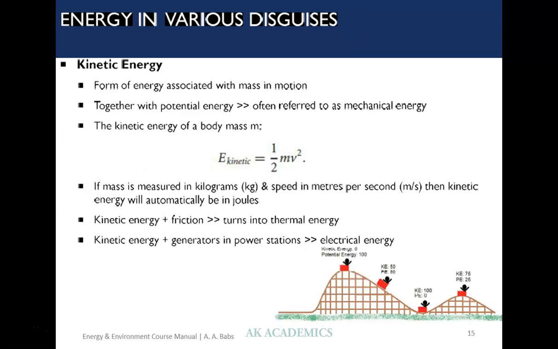Kinetic energy is a form of energy associated with a mass in motion. Together with potential energy, it is often referred to as mechanical energy. The kinetic energy of a body of mass m is given mathematically as E kinetic = ½mv², where m is the mass of the body measured in kilograms and v is the speed measured in meters per second. If we use these equations in their standard form as written here, the kinetic energy would automatically be measured in joules.